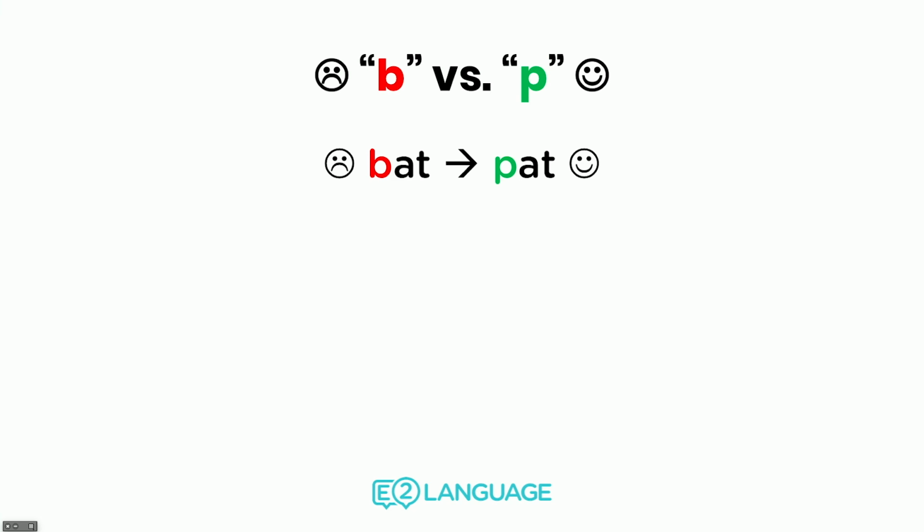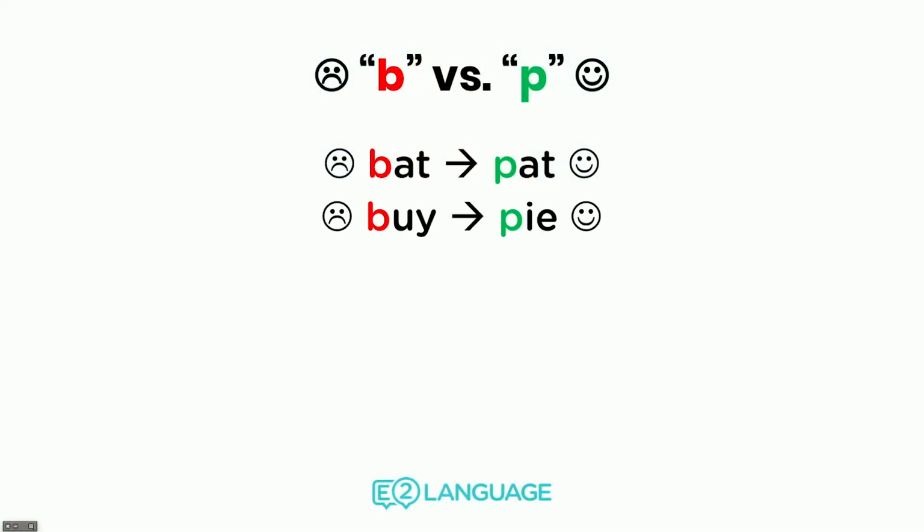Don't say bat if you're trying to say pat. Bat, pat. What I want you to do when you're saying the words in green is put your hand here, pat, pat. If you're doing it correctly, you should feel the air hit your hand. Don't say buy if you're trying to say pie. Buy, pie. Don't say big if you're trying to say pig. Big, pig.